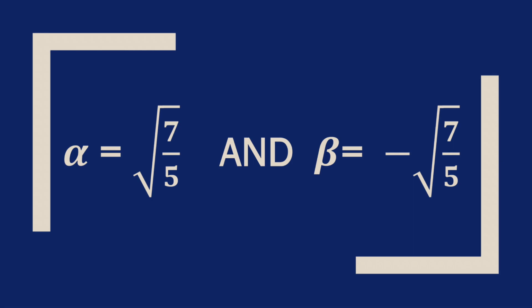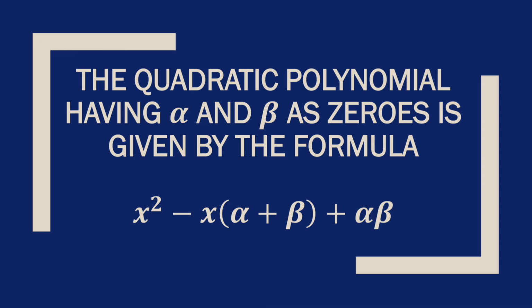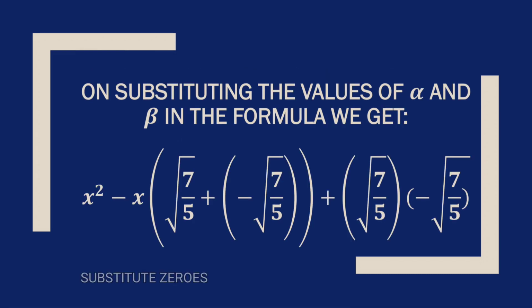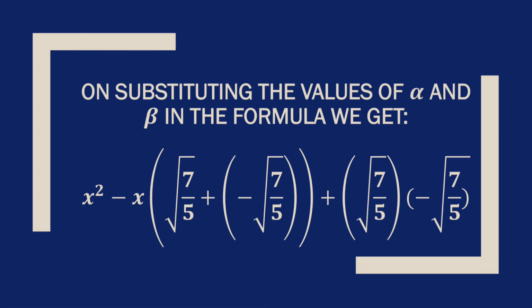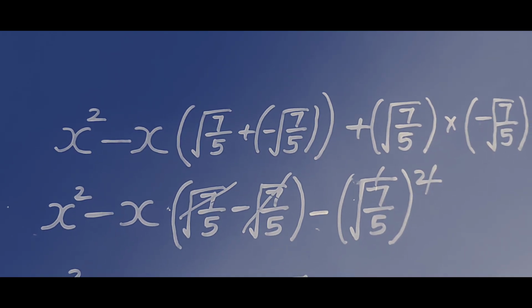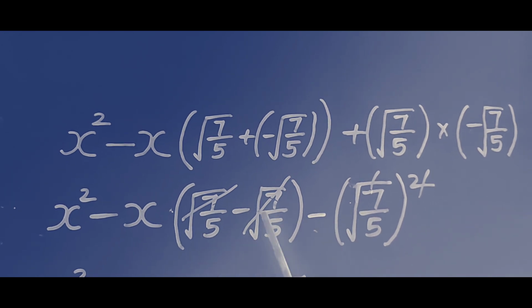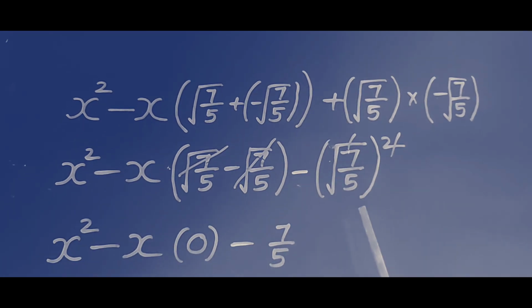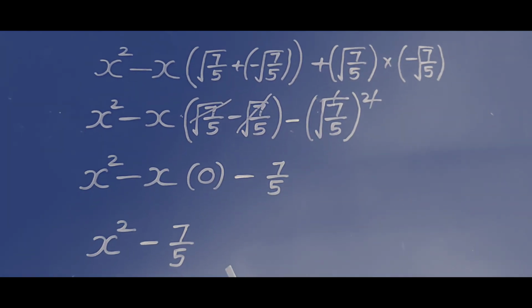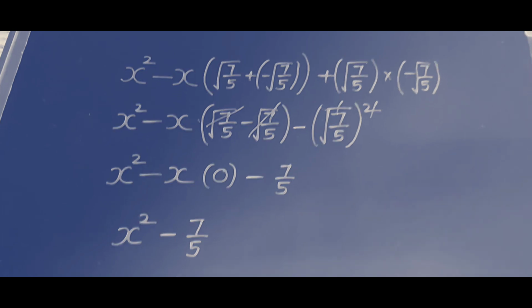The selected zeros are taken as alpha and beta. The quadratic polynomial having alpha and beta as the zeros is obtained by the formula x square minus (alpha plus beta) x plus alpha beta. Now let us substitute the values of alpha and beta in the above formula. On simplification, plus and minus will get cancelled, square and root will get cancelled, and we get x square minus 7 by 5.